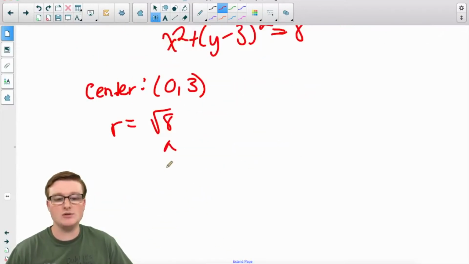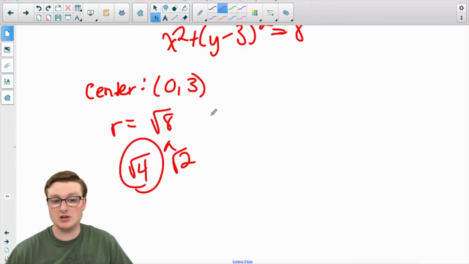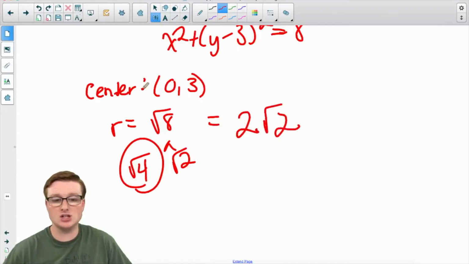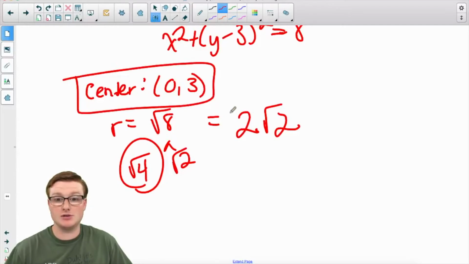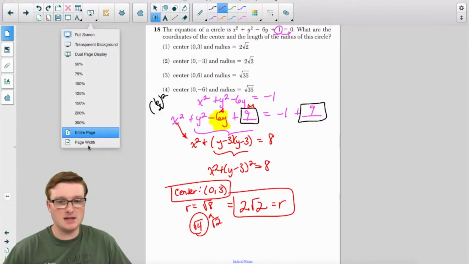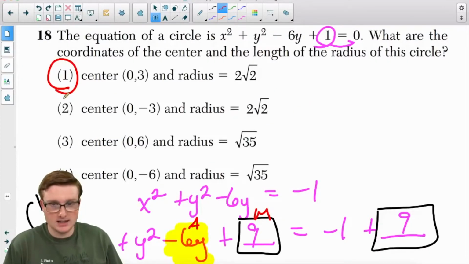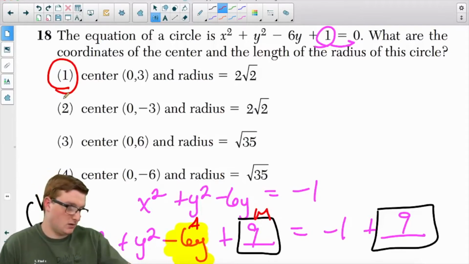Now, the square root of 8 can be broken down into a simplified radical by taking the square root of 8 into 4 and 2, because 4 times 2 is 8. The square root of 4 is a perfect square, so that is going to be 2. Radical 2 carries along for the ride. So your center is 0, 3, and your radius is 2 radical 2. The answer to that is going to be choice 1.